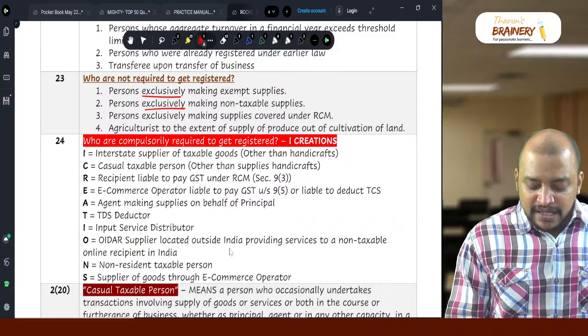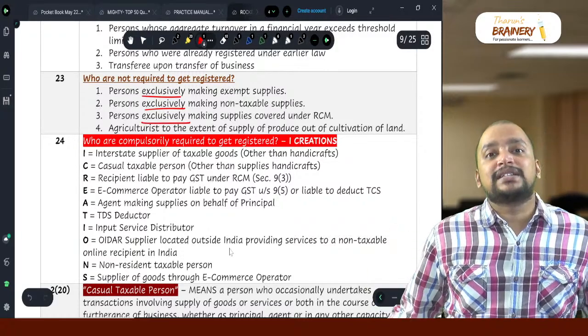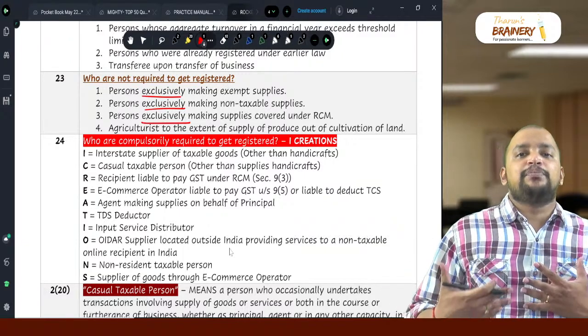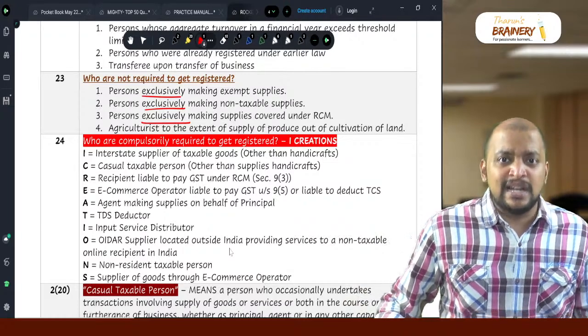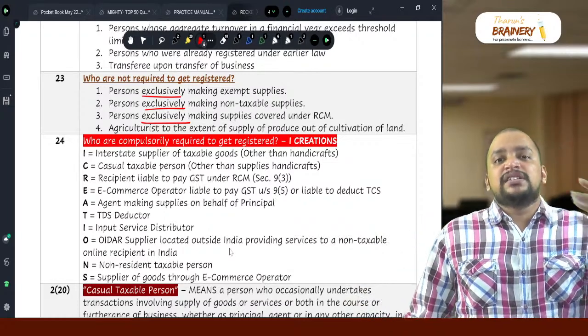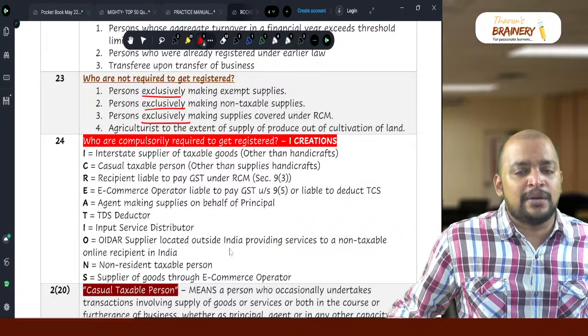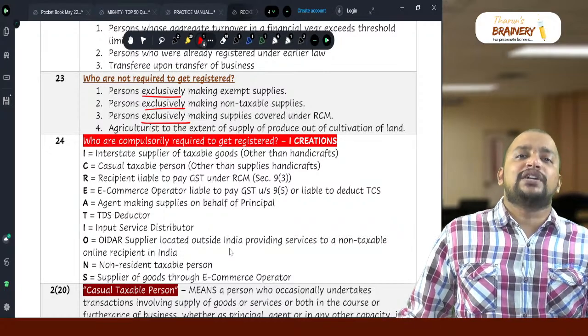Same way, a person exclusively making supplies covered under RCM. So for example, I am an advocate. So I am providing service to a business entity. I will never pay GST. My business entity only will pay GST under RCM. Which means that I am not at all required to get registered.